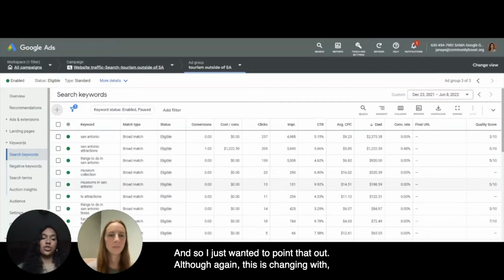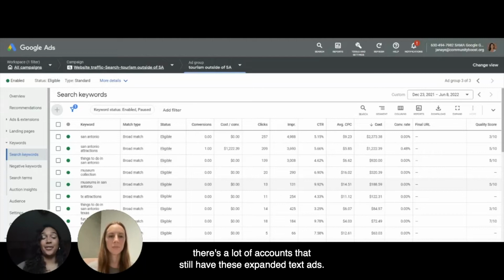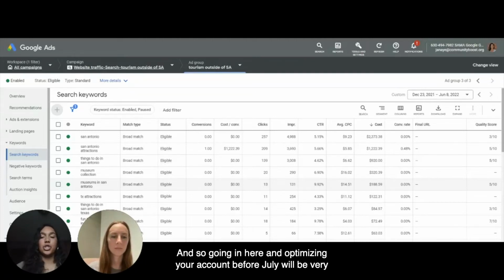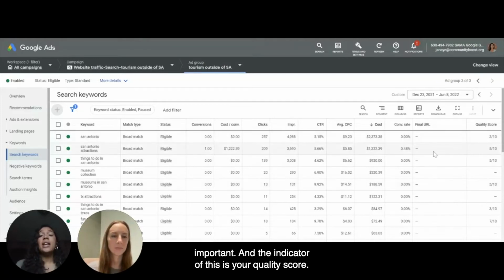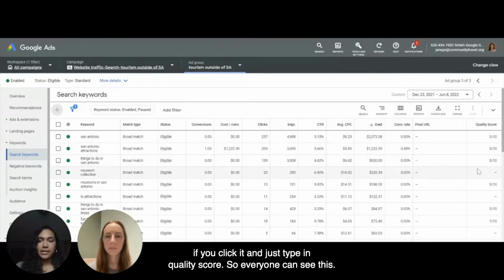Although, again, this is changing with responsive search ads, RSA is what we're calling them. There are a lot of accounts that still have these expanded text ads. And so going in here and optimizing your account before July will be very important. An indicator of this is your quality score. You guys can actually add this quality score column in your columns here. If you click it and just type in quality score, everyone can see this.